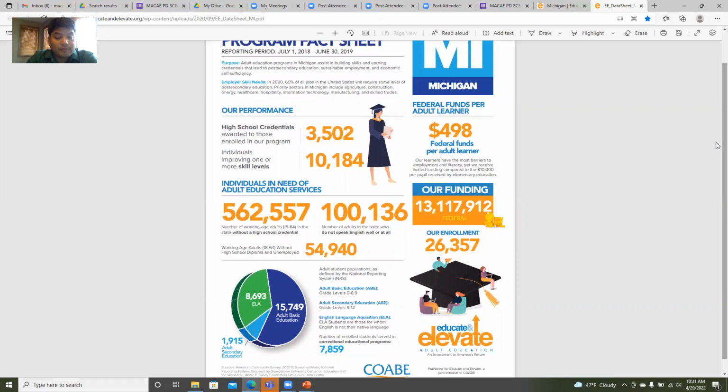We have a number that's changing and evolving with unemployment. Certainly we have very, very low unemployment right now because our economy has rebounded after the pandemic. But we also have this population here, about 100,000 adults in the state who do not speak English well or at all. And so even though we have this functioning ESL population within our state, we still have a large percentage of those individuals who do not have English language abilities or skills.